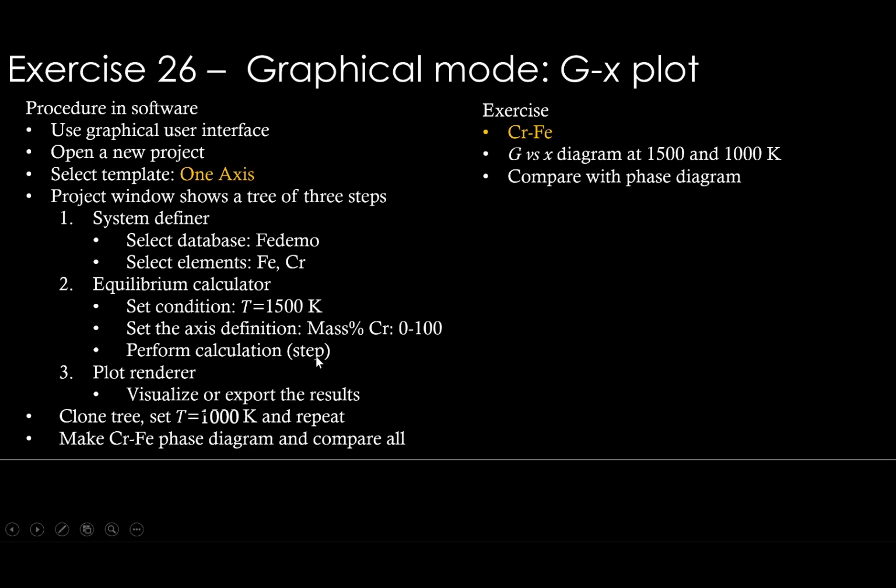And this step should be a specific type of stepping. It's going to be separate stepping. Okay, because we are going to get the Gibbs energy composition plots, it's good to choose separate stepping option, so that for individual phases we can get the Gibbs energy versus composition diagrams. So that we need to do here, and then in plot renderer we can visualize the reports. We are going to do one more thing: clone this tree and set temperature as 1000 Kelvin and repeat. Okay, and make CR-FE phase diagram and compare all.